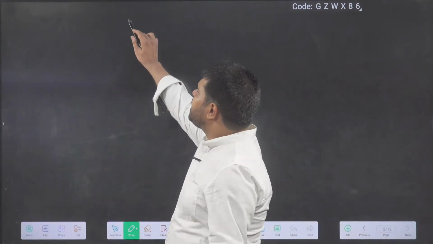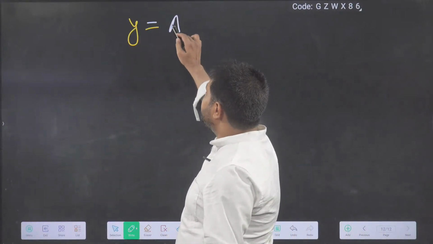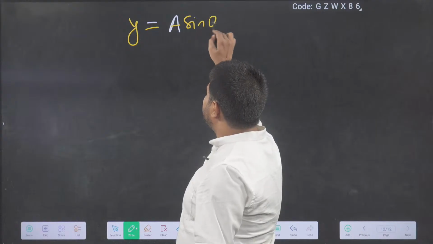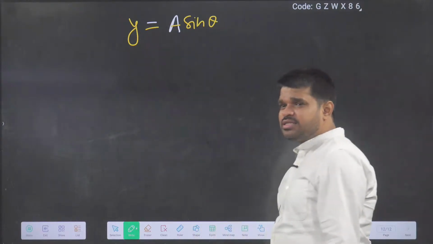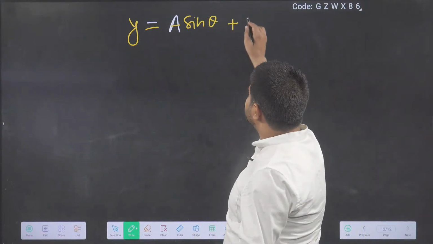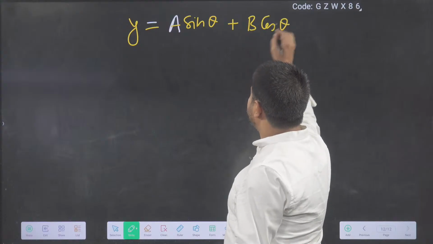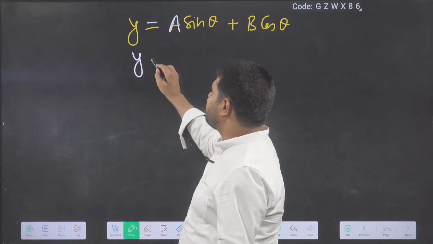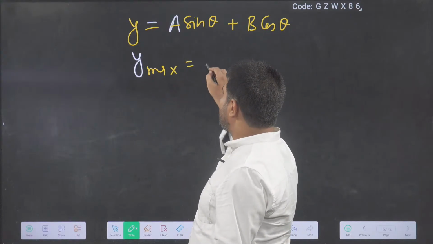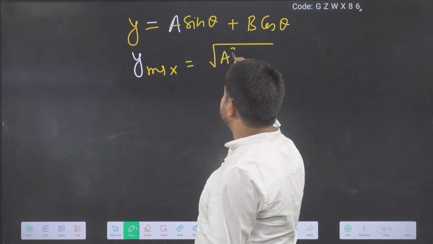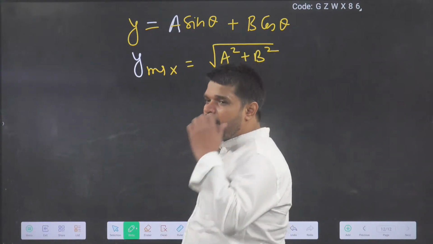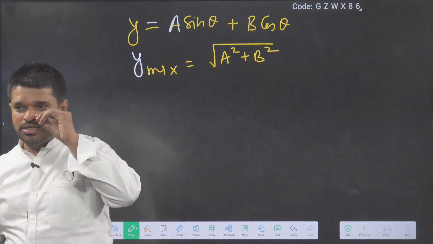First of all, let me recall what I told. Y equals A sine theta plus B cos theta. What is the maximum value of this? Under root of A square plus B square.